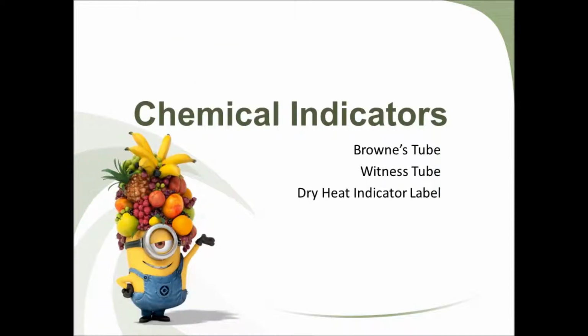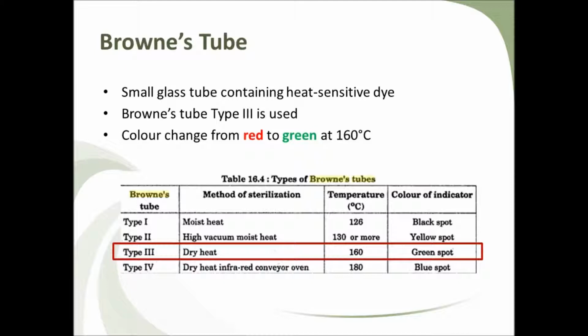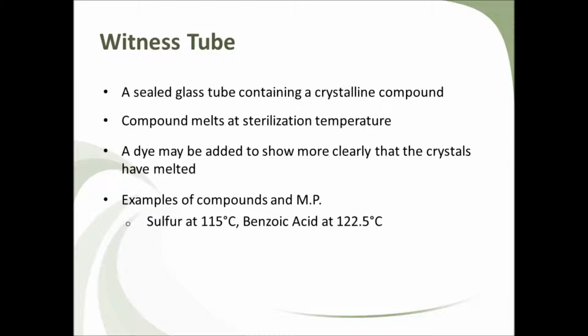The second type of indicator for temperature in dry heat sterilization are the chemical indicators. They undergo changes in color or physical properties after being exposed to sterilization temperatures and serve as a final check. However, they cannot prove sterility in a product. Recall that Brown's tube is a small glass tube containing a heat-sensitive dye. For dry heat sterilization, Brown's tube type 3 is used. At a temperature of 160 degrees Celsius, there is a change of color from red to green.